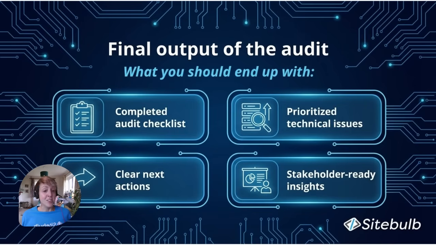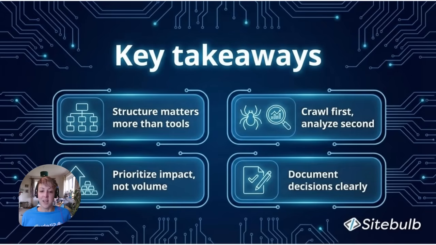Once you've completed the checklist, group issues by impact and effort. Present your findings with an issue summary, severity, recommended action, and ideally an estimated time it will take to fix. This makes your audit digestible for stakeholders. Remember, a good technical SEO audit is as much about communication as it is about analysis. So here are some key takeaways.